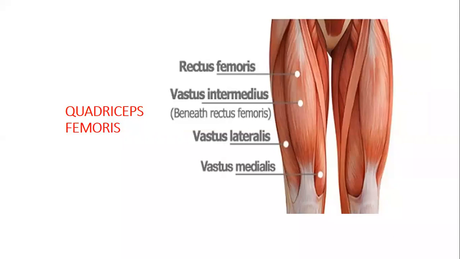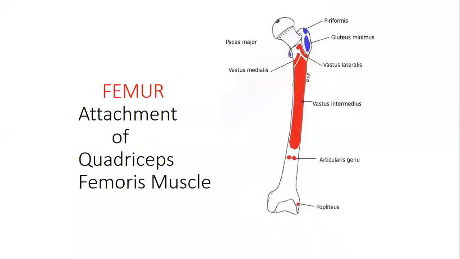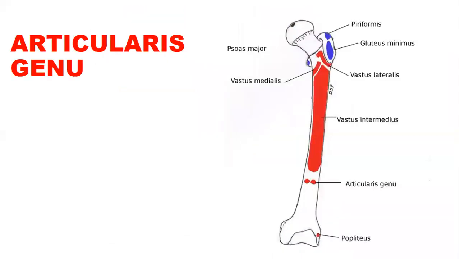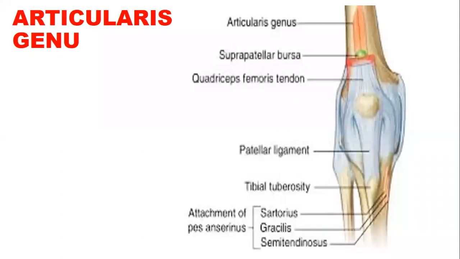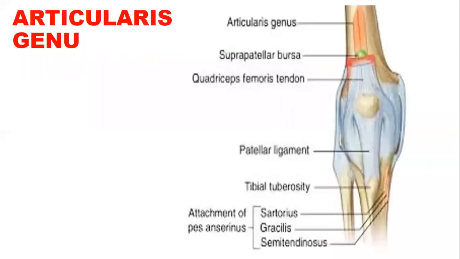It causes the stabilization of the patella. Now, I repeat the actions of the quadriceps femoris as a whole. The quadriceps femoris muscle is the powerful extensor of the leg, all heads. The rectus femoris in addition causes the flexion of the thigh at the hip joint.